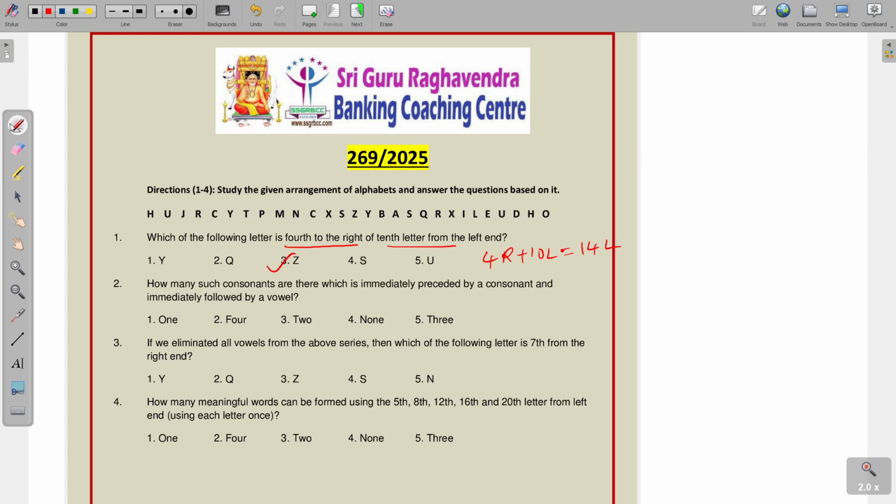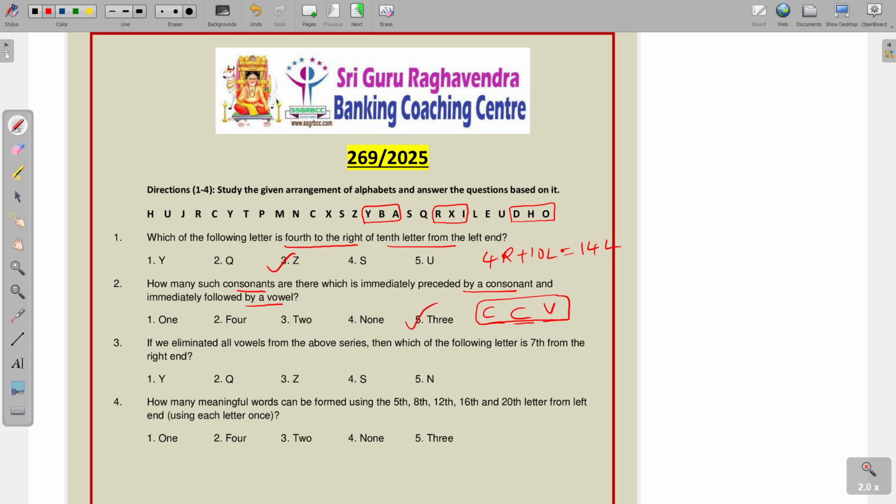And question number 2. How many such consonants are there which are immediately preceded by a consonant and immediately followed by a vowel? So, we need to find a consonant. Before the consonant we have one more consonant, and after that we have a vowel. This is the combination we need to find. See from the first, Y, B and A, this is one combination. R, X, I, this is one more combination, and D, H, O, this is one combination. There are a total of 3 combinations.